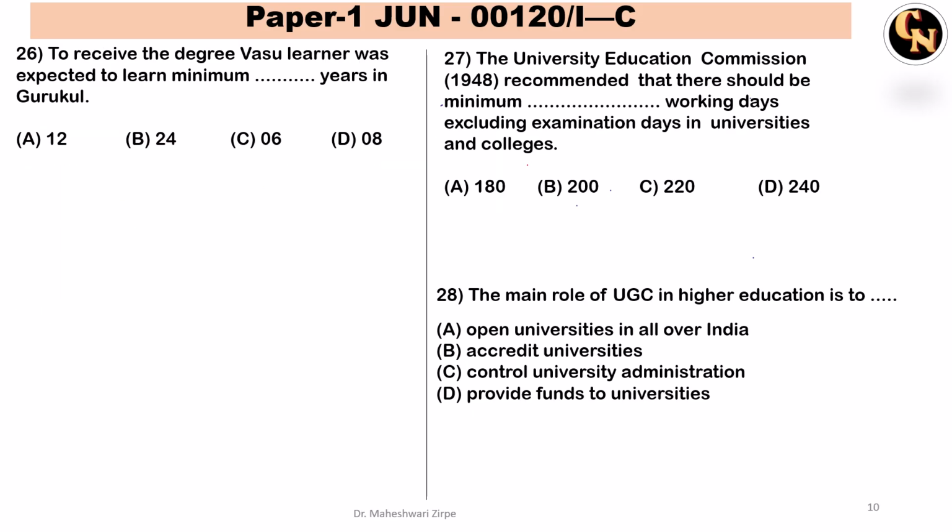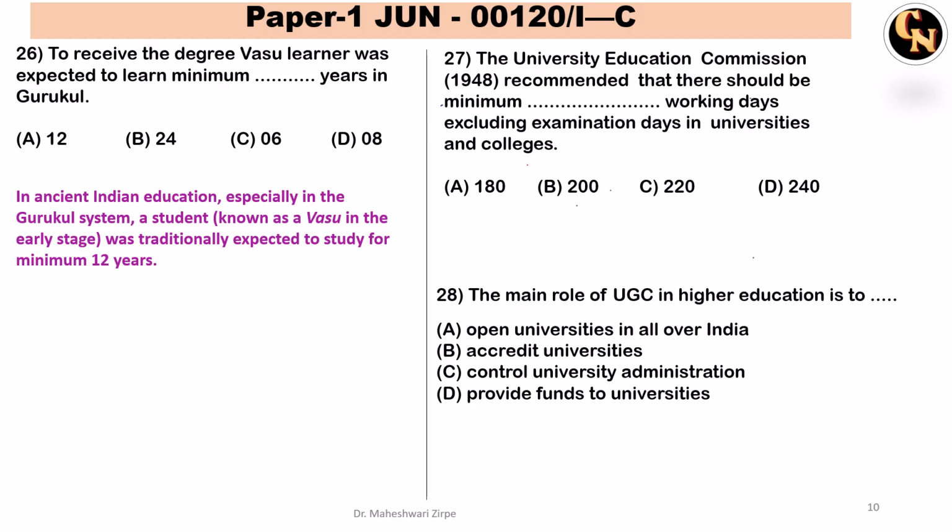Next is, to receive the degree Vasu, the learner was expected to learn minimum dash years in Gurukul. So the learner has to learn for minimum 12 years, maximum 24 years, but the minimum is what they have asked here. So minimum is 12 years. 12 years in Gurukul they have to study to get the degree. And the student is known as Vasu in the early stage.